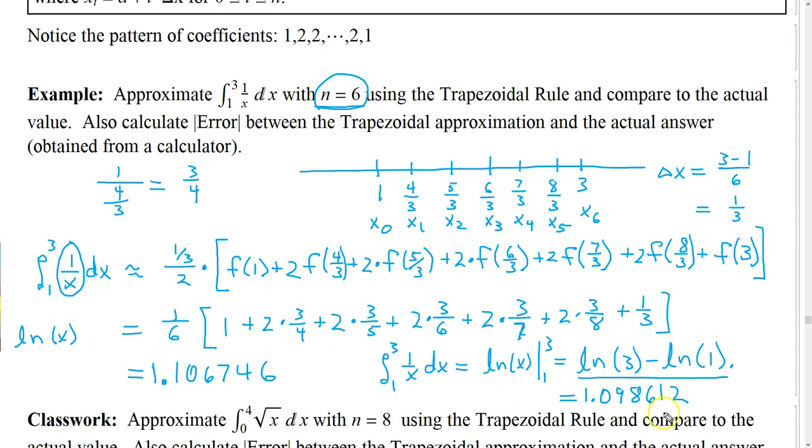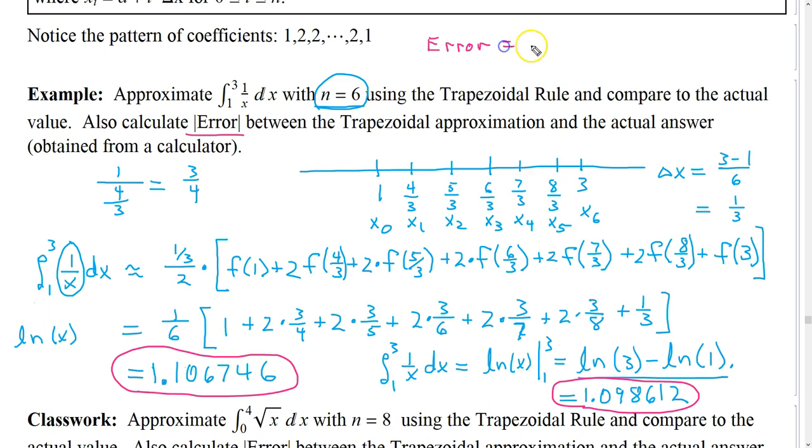So compare that to our approximation, and you see that our approximation isn't that bad. If we calculate the error, that is the difference between these two numbers, we'll see that our error is approximately 0.00813. So not bad, not a bad approximation.